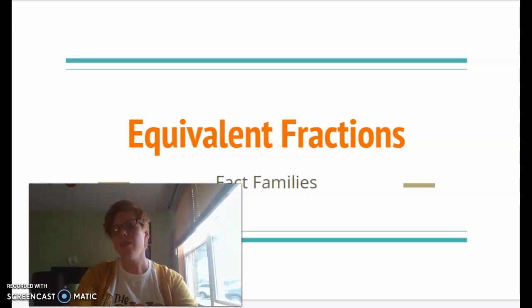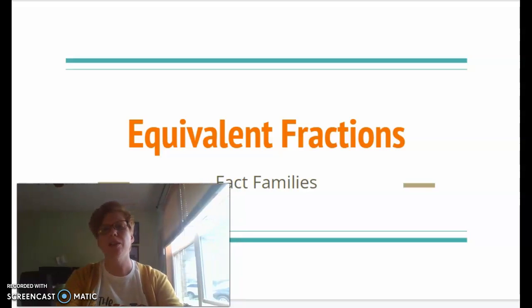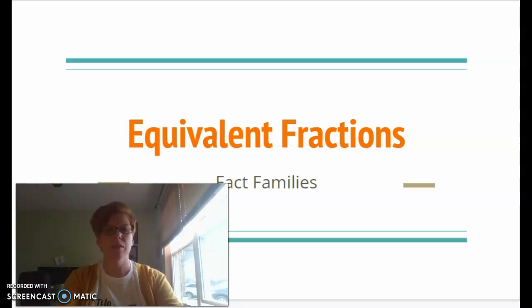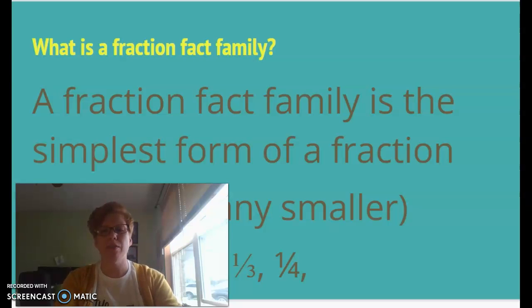All right, third graders, let's talk about some equivalent fraction fact families. Well, what is a fraction fact family?